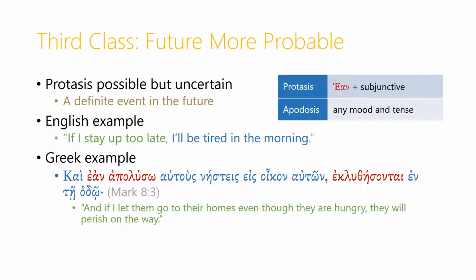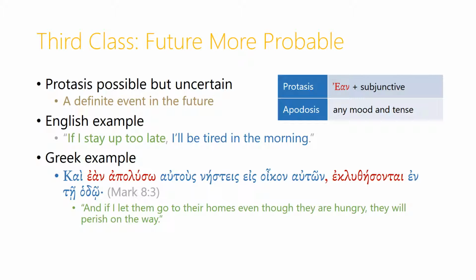So I have there eon apolusso, although apolusso looks like it might be a present tense or an indicative verb. Notice that we have the sigma tense marker, but we have the long omega ending. So that shows us that we're dealing with an aorist and it's subjunctive. So eon apolusso, eon with the subjunctive, and then ekluthēsontai, a future passive verb in the apodosis.